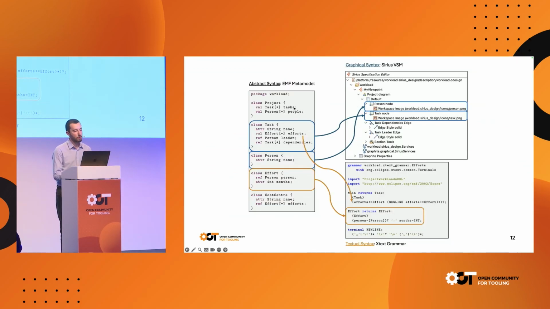And here I show at a high level the manual effort involved in doing this. You define the meta model. You decide what parts are represented graphically and textually. Now, in blue, I show the graphical syntax. We have the Sirius VSM. And for our example, I said that a person and a task should be represented graphically. And then for the textual syntax, you would decide that the efforts are represented textually.